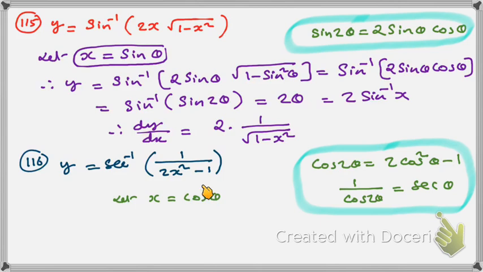So I will say let x be equal to cos theta. So this is going to be 2 cos square theta minus 1, which is cos 2 theta. But 1 by cos 2 theta will become sec 2 theta. Then sec inverse and sec will get cancelled. And you should be able to complete that question.